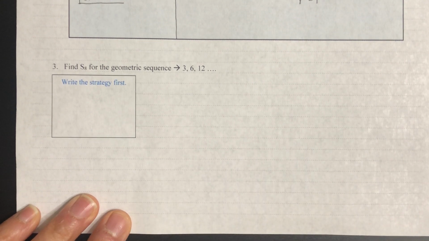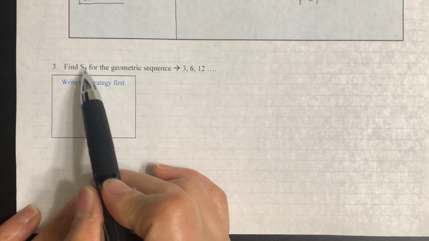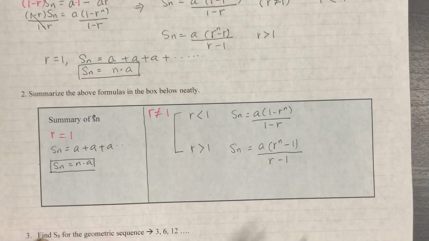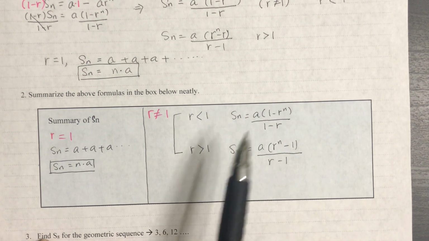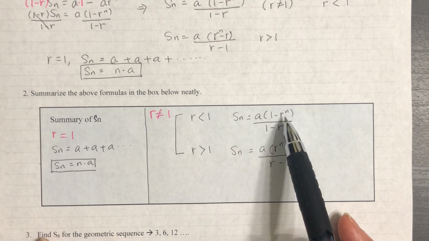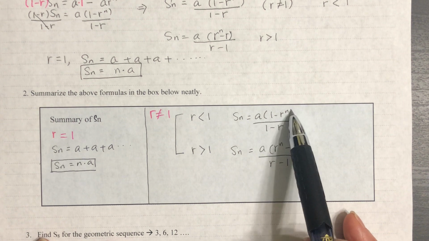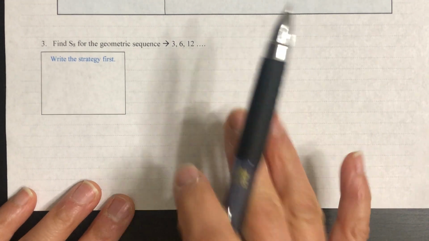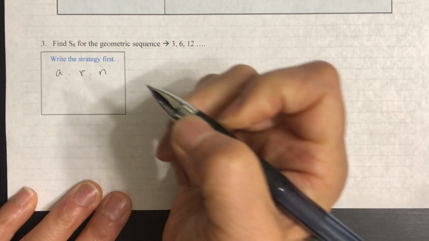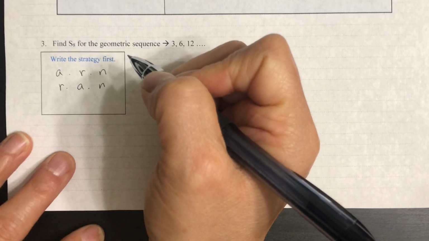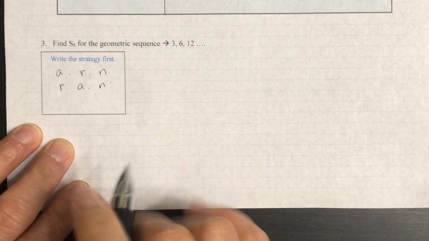So here's a question. Find S sub 8 for the geometric sequence that goes like this. Now when we look at this formula, we need to know three variables, a, r, n, in order to find the series. I'm going to write it a, r, n, but an easy way to remember is r, a, n, ren. So let's see if I have ren.